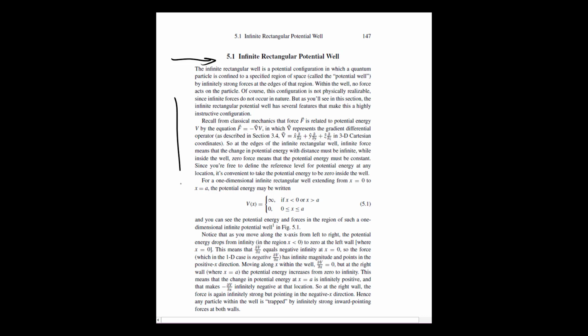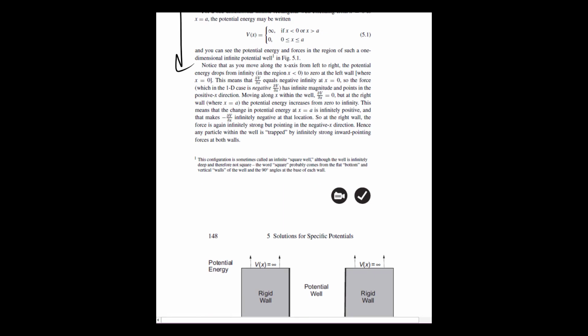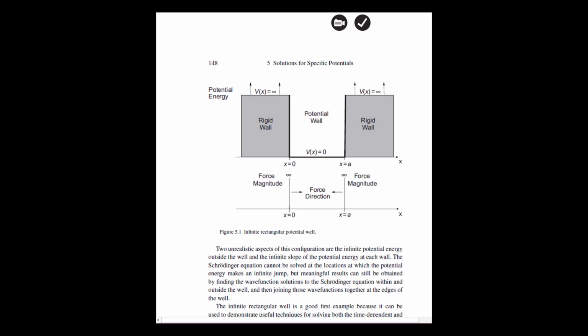This whole first page describes the well. It's helpful to look at this picture as you're considering that description. It's a configuration in which the potential energy is infinite on two sides of what's called the potential well. Within the well, the potential energy is zero.